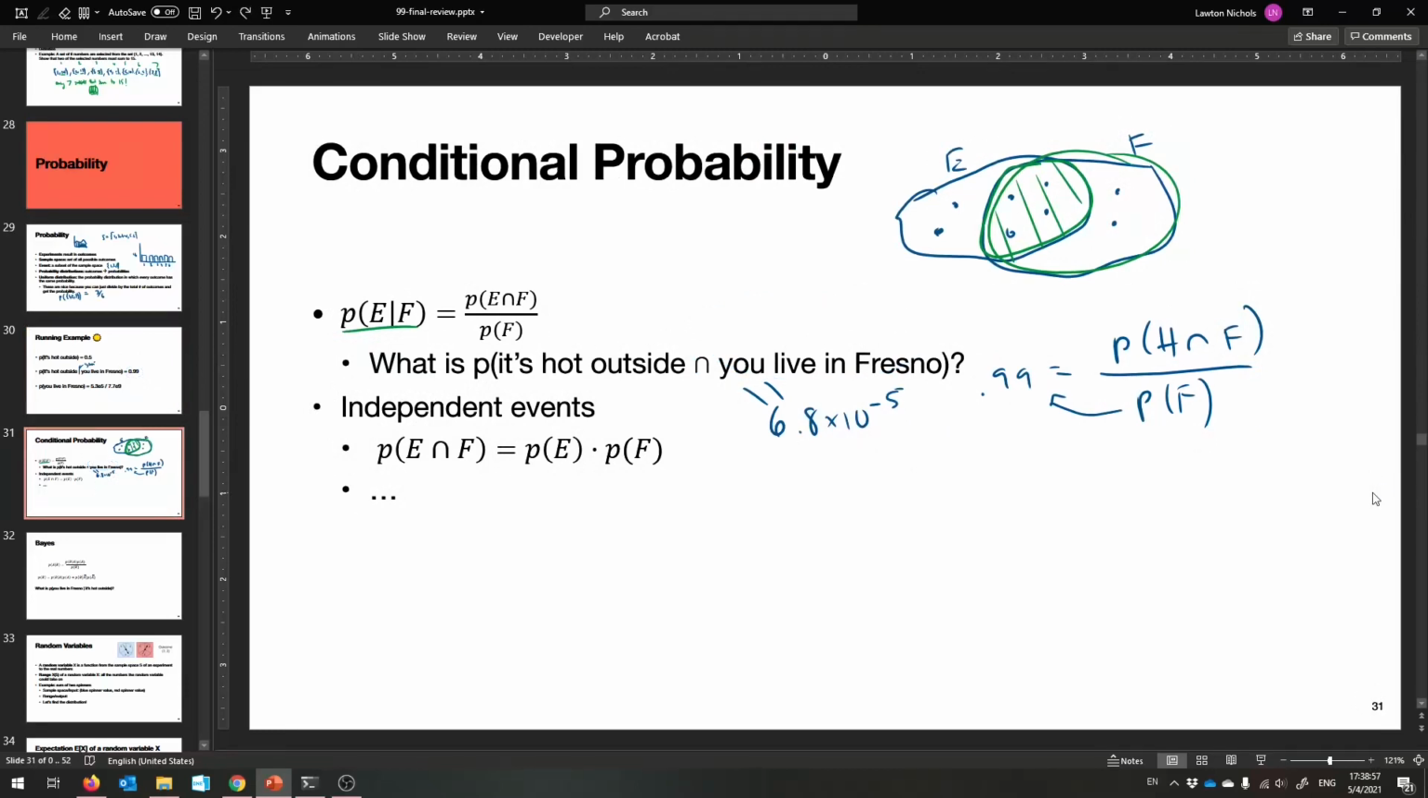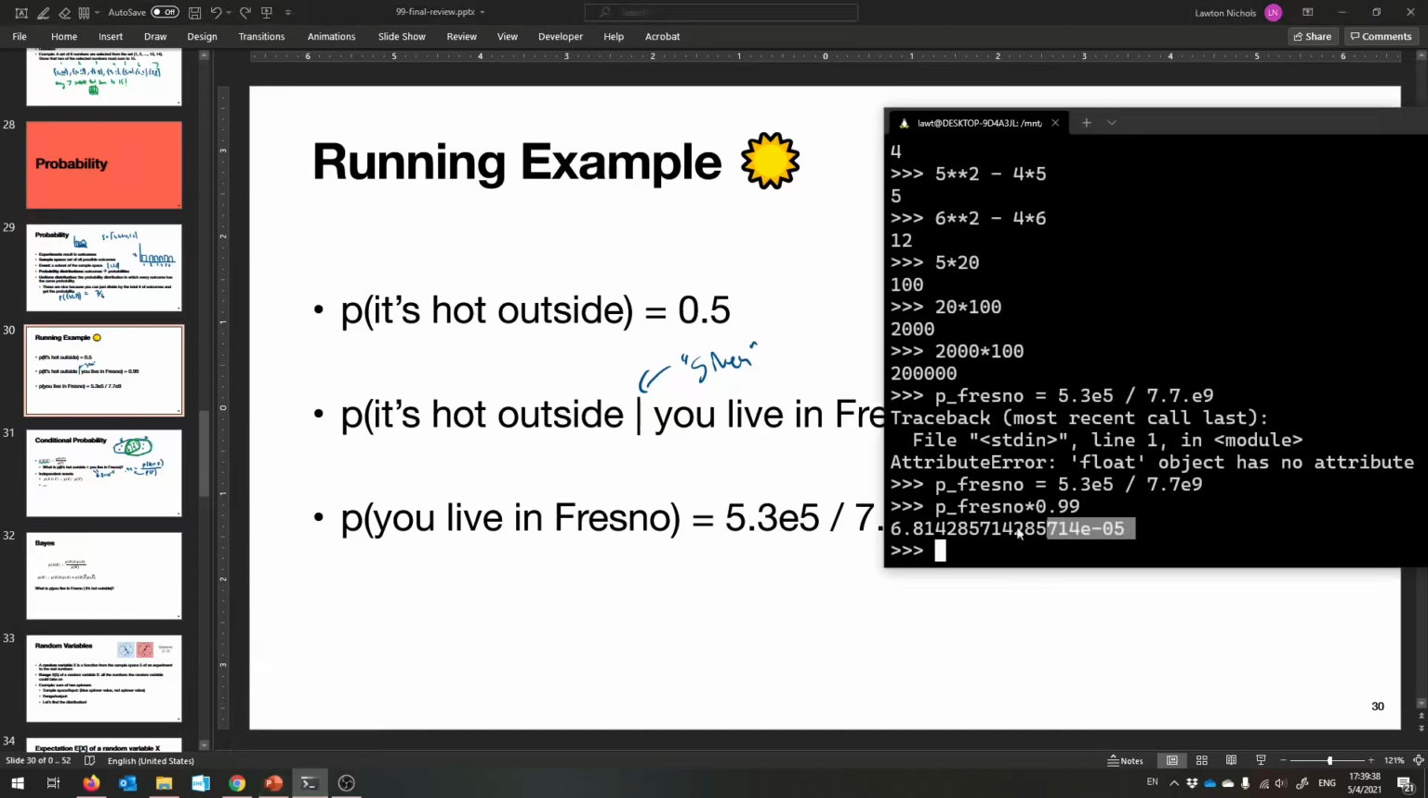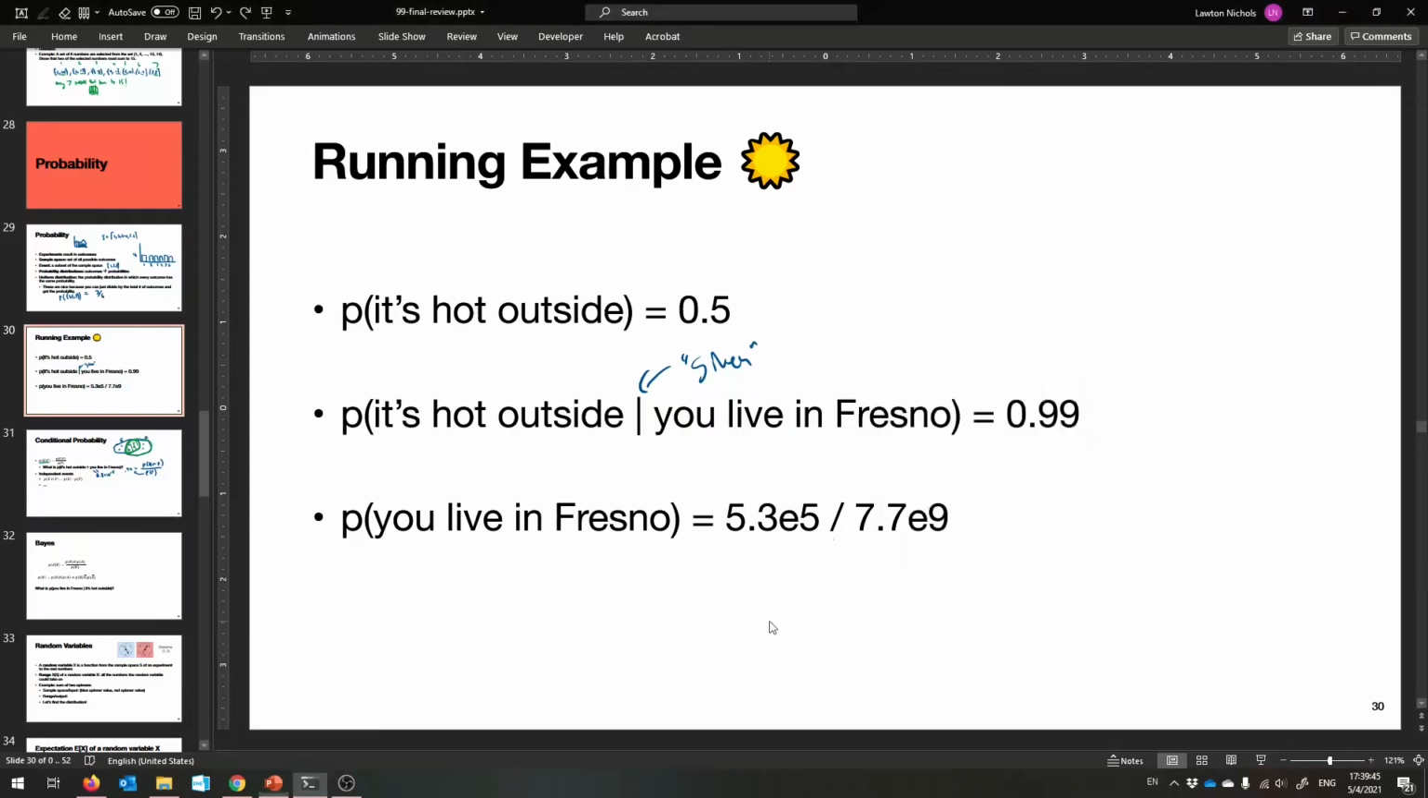That's the hope. And then independent events are quite nice. There are a bunch of different ways to talk about independent events, but all it's saying is that the probability of one thing does not affect the probability of another when those two events are independent. Then P of E intersect F is just equal to P of E times P of F. So let's see if it's hot outside and you live in Fresno are independent events. Is this the same as their multiplication? We found this number. Is this number equal to 0.99 times 0.5? It is not. So these are not independent events.